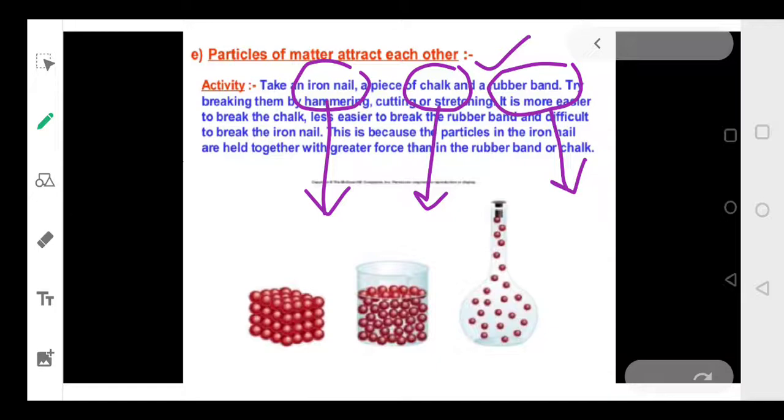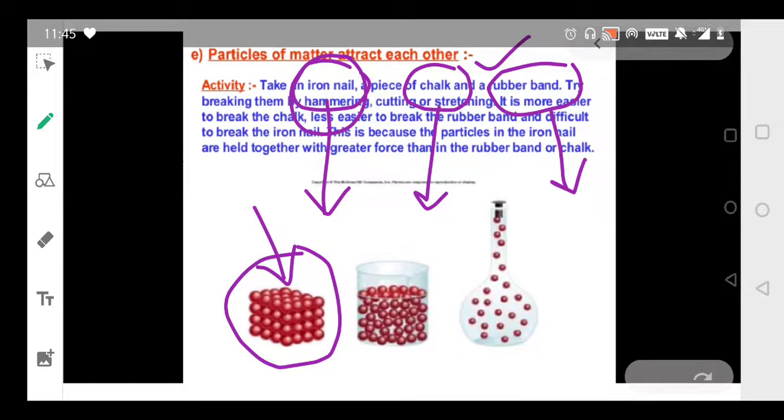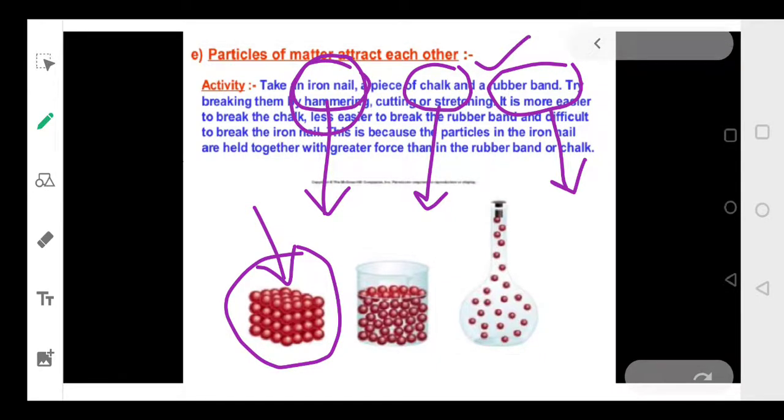It is very hard. Hard means its particles are very, very closely packed with each other and they have a strong force of attraction. Out of the three, which one has the strongest force of attraction? Which is difficult to break? Iron, correct. So it has the strongest force. The particles of iron have maximum force of attraction between them.